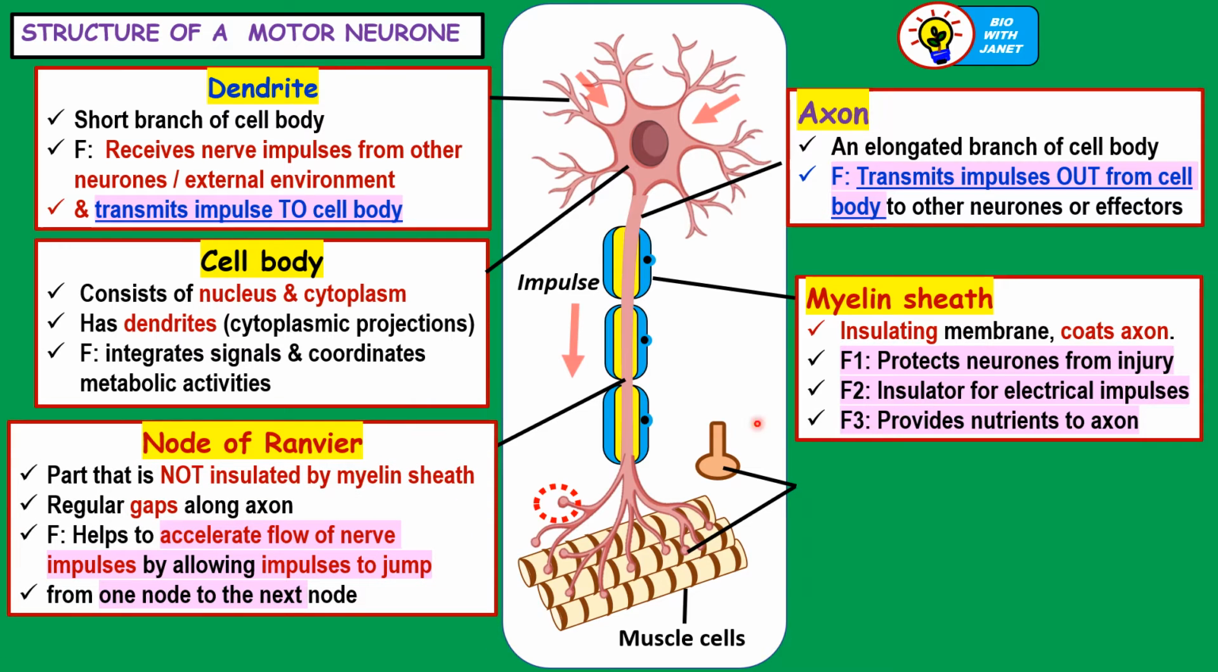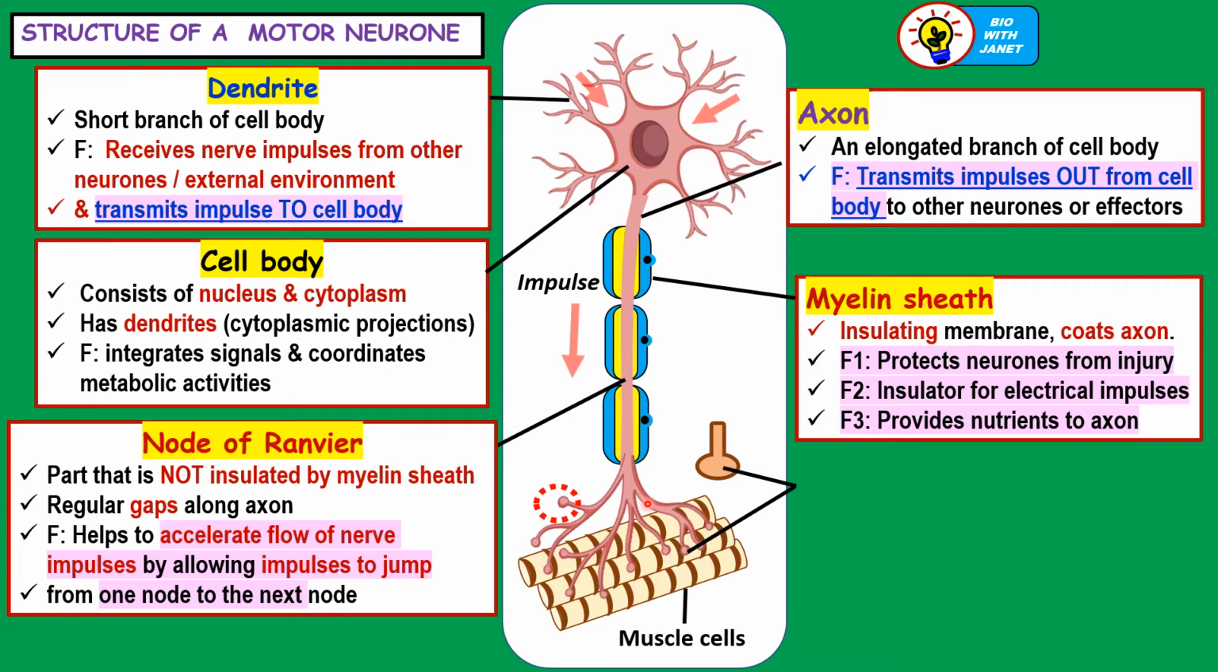Now next, we have the node of Ranvier, which are the tiny gaps in between the myelin sheath. The nodes of Ranvier, seen here and here, are the parts that are not insulated by the myelin sheath, and they are regular gaps along the axon. This neuron has been shortened. Actually, the axon of the neuron here should be much longer. So there are many nodes of Ranvier on the axon.